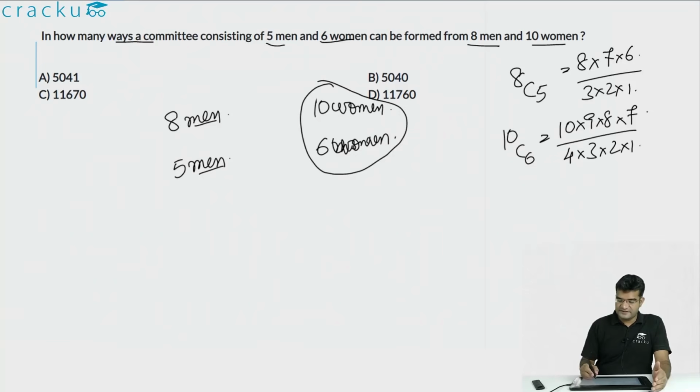So the total number of ways is 8C5 into 10C6. So let us calculate the value of both. 8C5 is quite easy. 6 can be cancelled with 3 into 2 in the denominator. So this will equal 56.